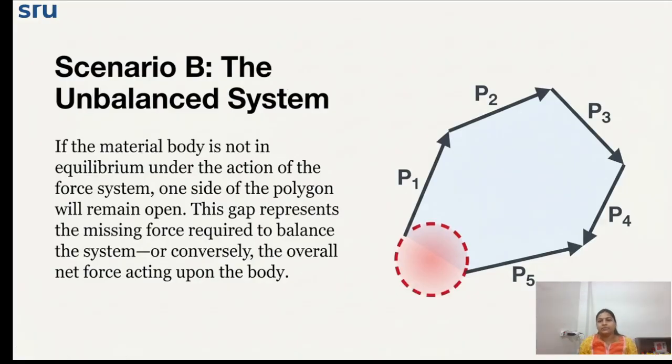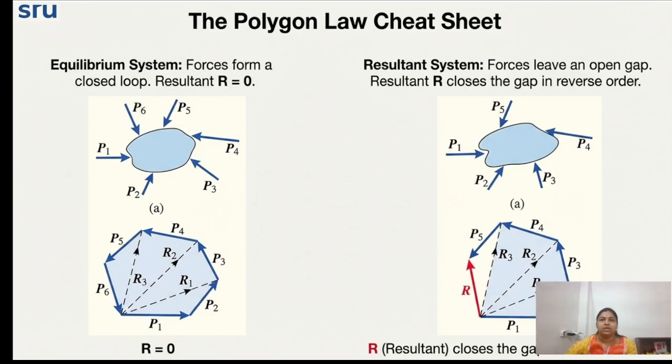Scenario B, the unbalanced force. You see that here the forces are acting, P1, P2 head to tail, but here there is a gap. This gap we have to connect to find the resultant force. So if the body is not in equilibrium under the action of the force system, one side of the polygon remains open. This gap represents the missing force required to balance the system, or conversely the overall net force acting upon the body.